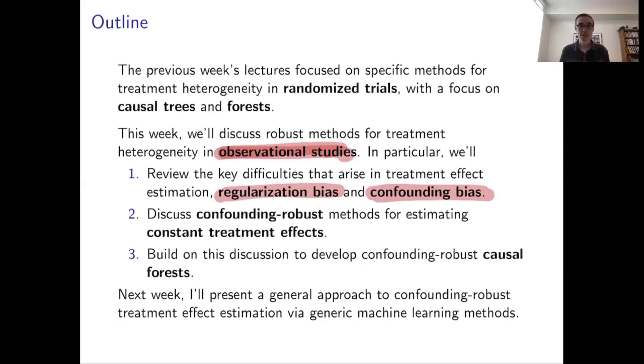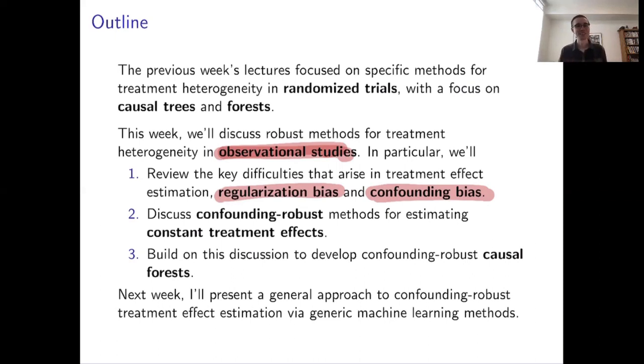Then after that, I'm going to talk about, and this may seem a little bit like a detour, but it'll be very important, confounding robust methods for estimating constant treatment effects in observational studies. You might ask, why do we care about estimating constant treatment effects if we want to understand how treatment effects vary and focus on the heterogeneity?